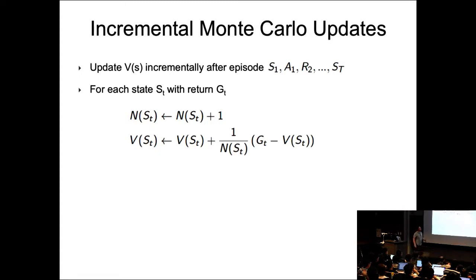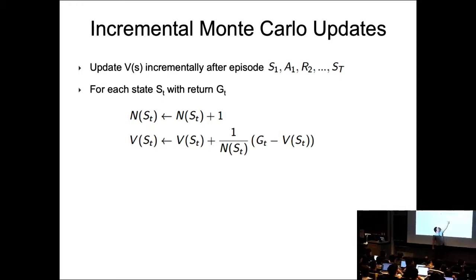So it's kind of interesting. Notice that at some point, if the value of your state is the same as your return, then this term is going to be 0. But because of the variance, it never is 0.